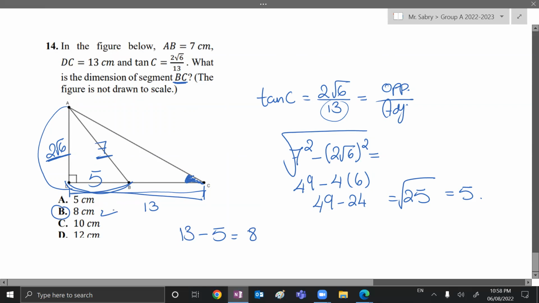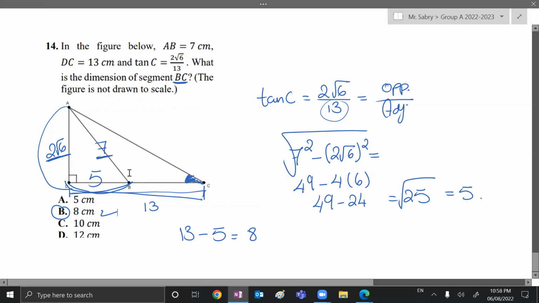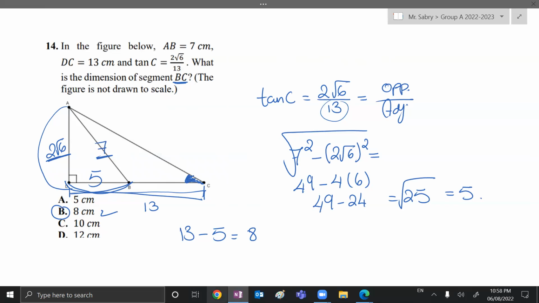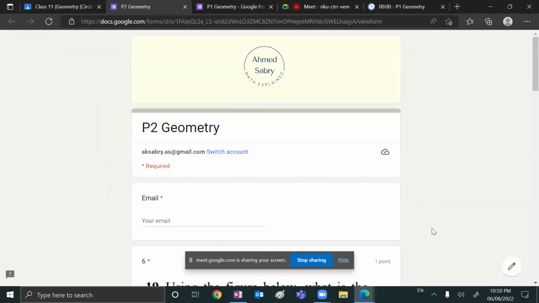Does this one make sense? Good. I took too much time and there's no time left to solve the other ones. So here's what will happen. You will have to solve P2 as homework for today.